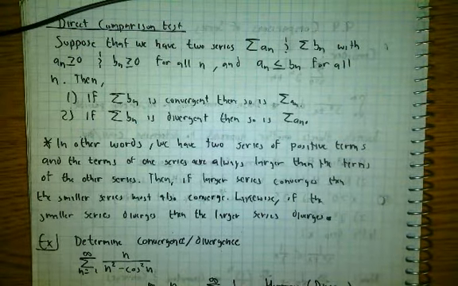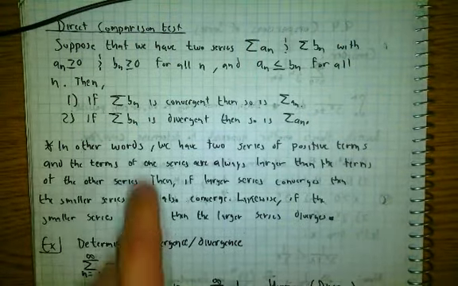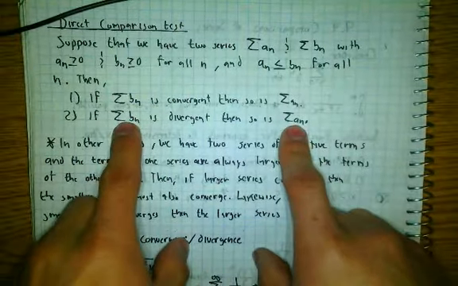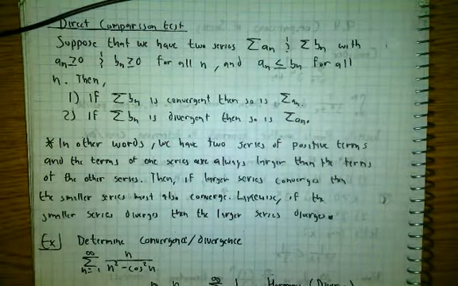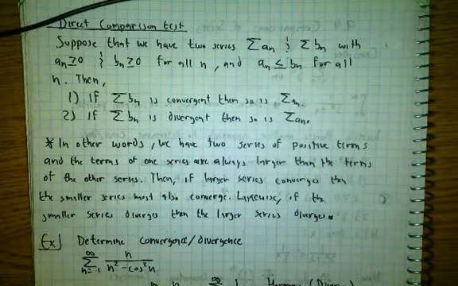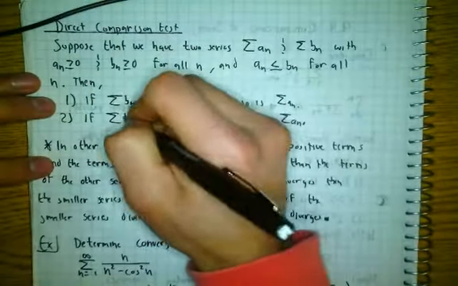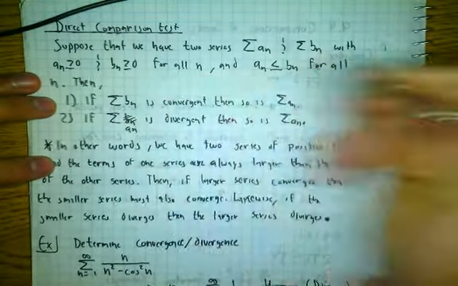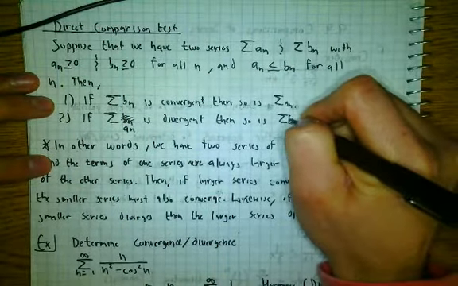Alright guys, just real quick, if you're watching the video, I just realized I made a mistake. We want to go ahead and switch this: this is a sub n, and that's b sub n.